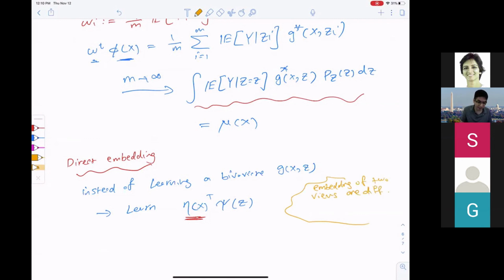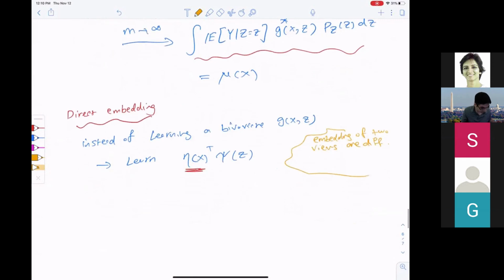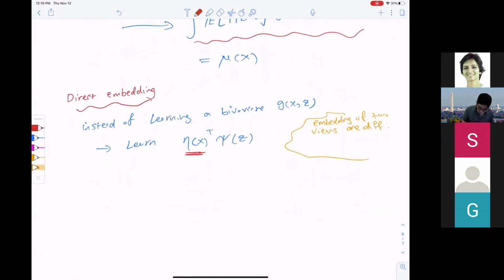For looking at embeddings of x and its augmented version. Okay, all right, so for this, they have the following lemma.